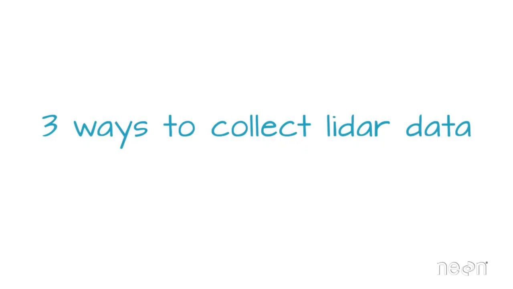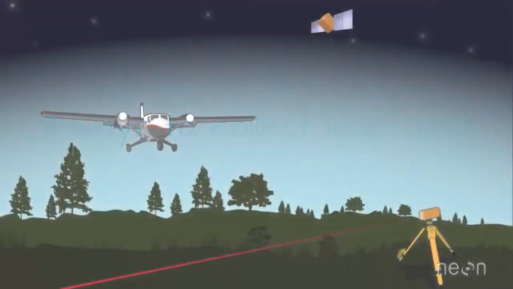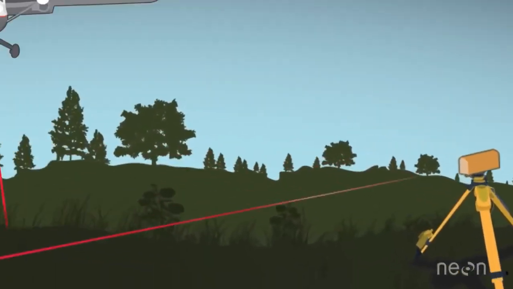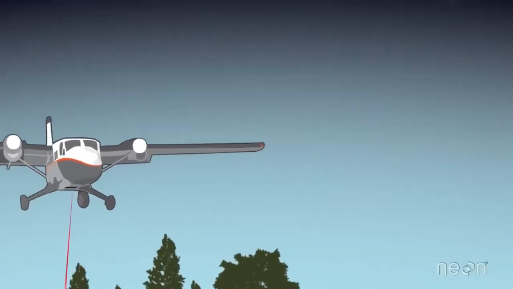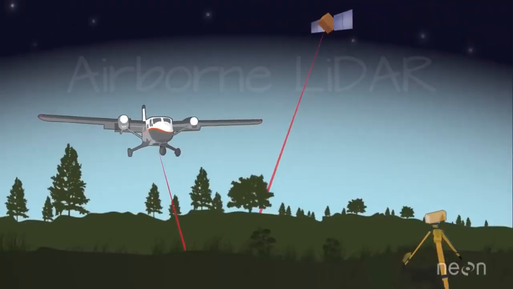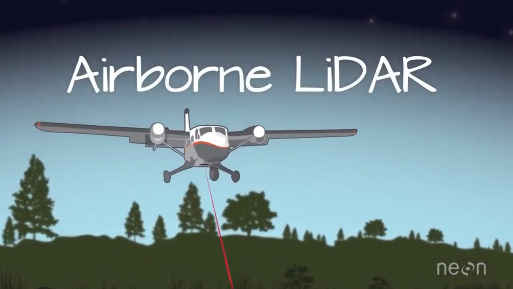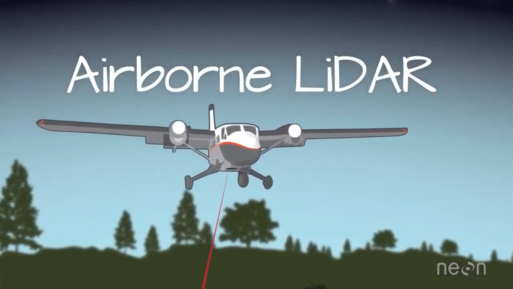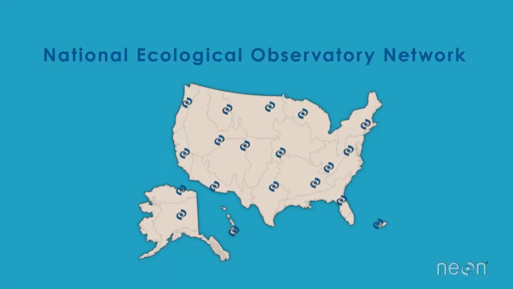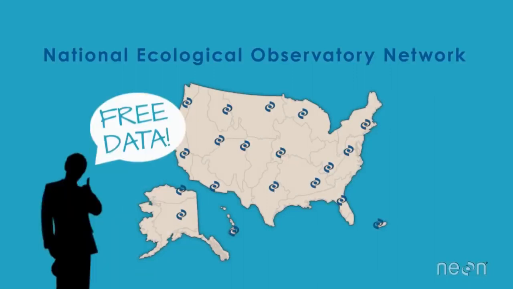Now, just for the record, there are different ways to collect LiDAR data. From the ground, from an airplane, or even from space. Airborne LiDAR data are the most commonly available LiDAR data. And airborne LiDAR data will also be freely available through the National Ecological Observatory Network, or NEON, so we'll focus on that in this video.